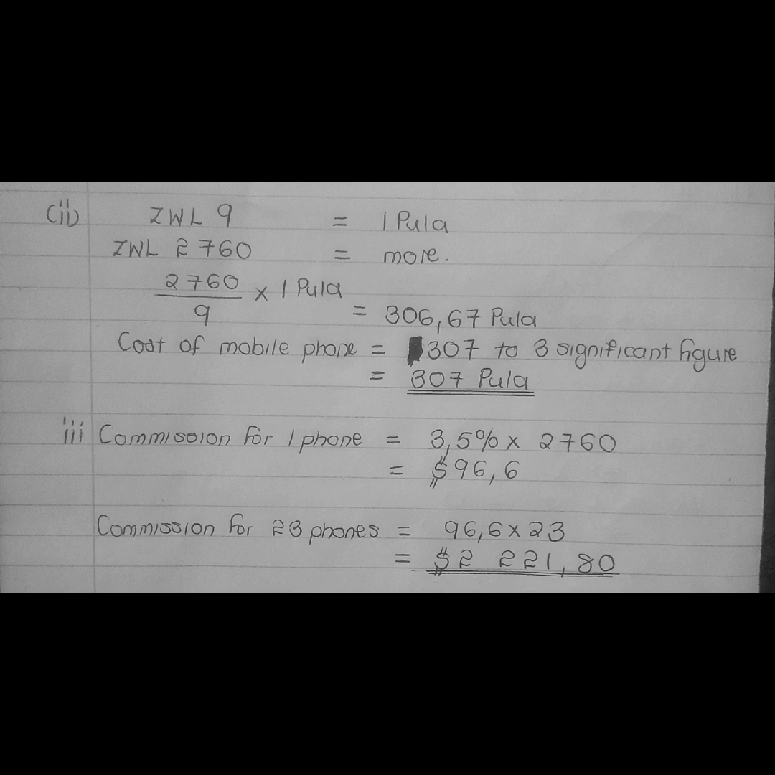What about commission for 23 phones? We are now going to say 96.6 times 23 in order to get our final answer, 2,221.80, right? And then part B, there was a question on consumer arithmetic. Electricity consumed by a household in a month is charged using the following consumption bins, right? So calculate the cost of 375 units bought by a household.